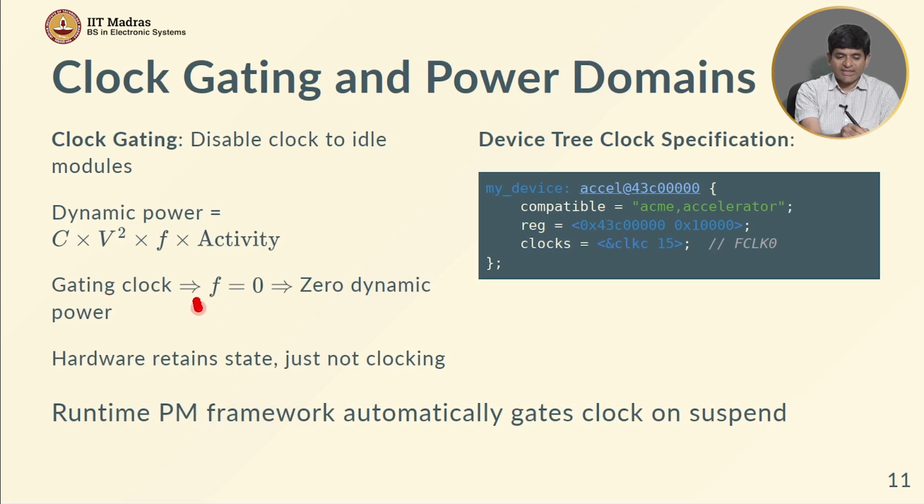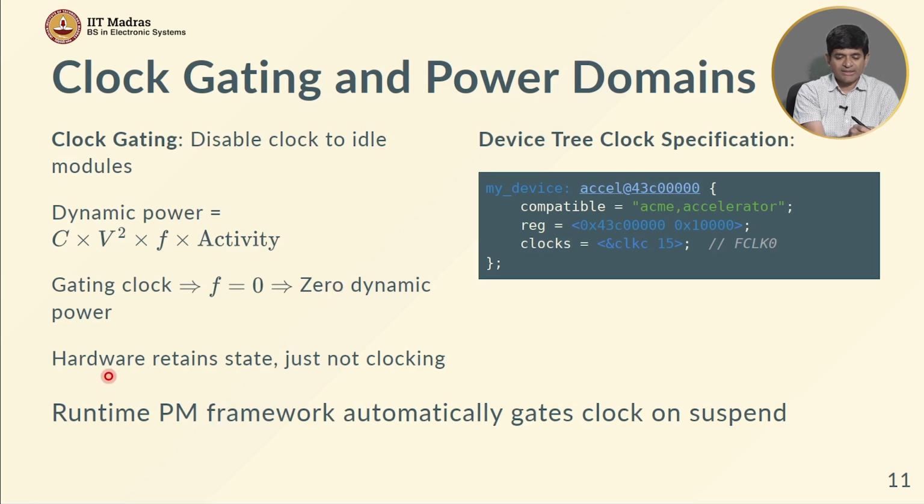And of course, as we can see, the moment f equal to 0, we have 0 dynamic power. Now, why am I saying dynamic power specifically? Because, well, the rest of the circuit is still on, I haven't turned off power. So there is potentially some kind of static leakage power still being consumed, but that's usually much lower than the dynamic power. So clock gating is a very simple and straightforward way to disable the clock to idle modules and thereby save a significant amount of power.